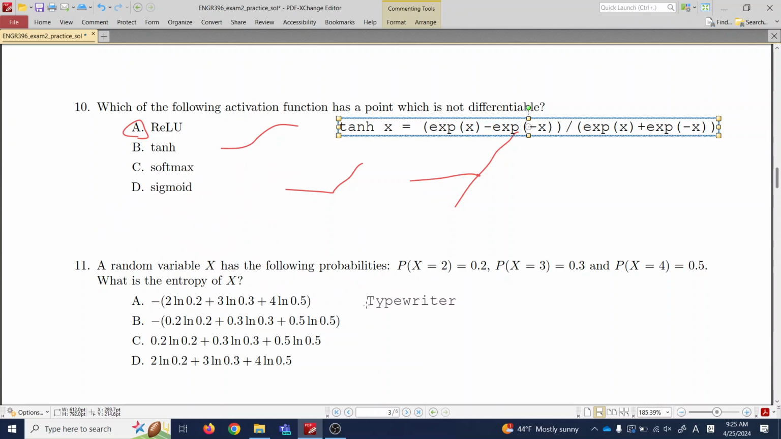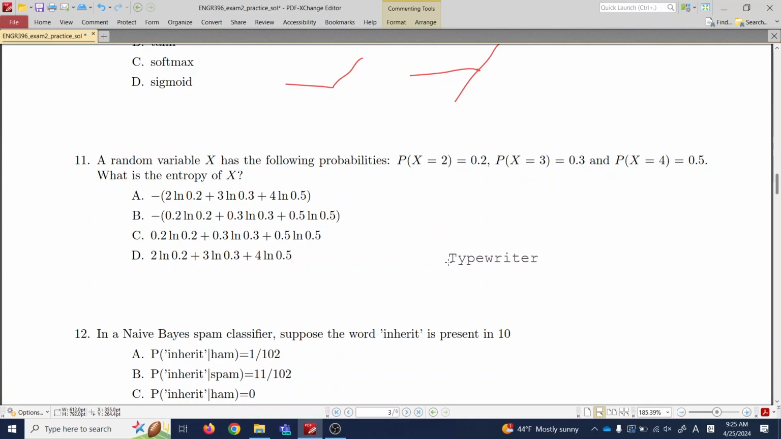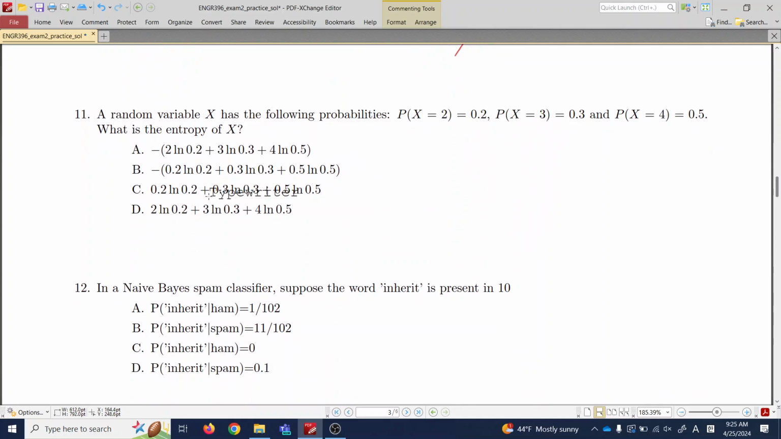We already discussed softmax. A random variable x has the following probabilities. What is the entropy of x? Okay, so how is the entropy defined? I said entropy is the expectation value of negative ln of p. Because I explained in class that negative ln of p basically gives you the information content in a probability.